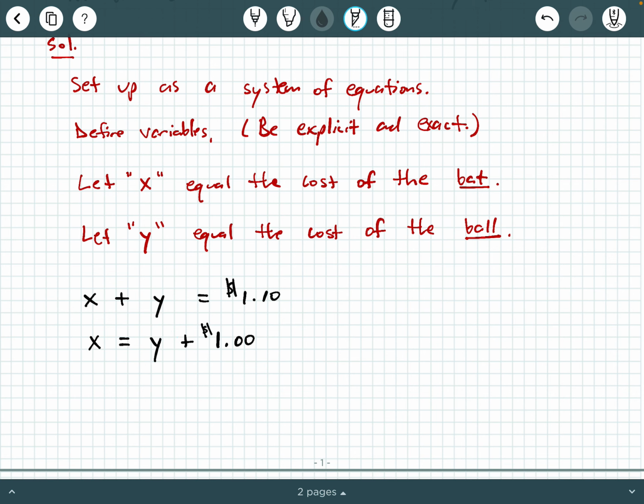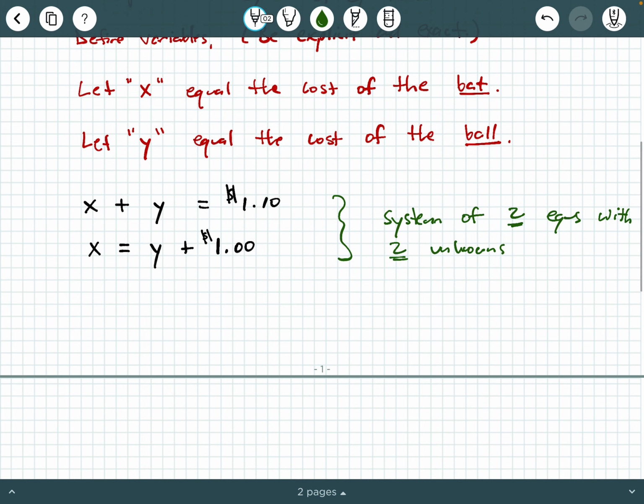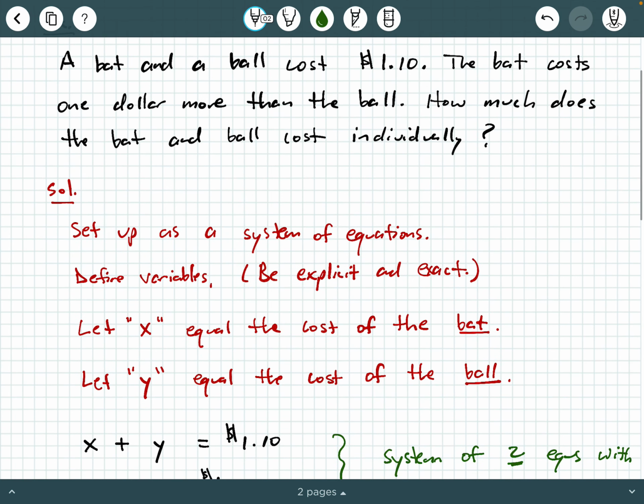All right? So look at this. What do we have here? We have a system of two equations with two unknowns. And now all we have to do is solve for x and y, right? Solve for x and y. And when we solve for x and y, what will we have done? We will have answered this question: how much does the bat and the ball cost individually?